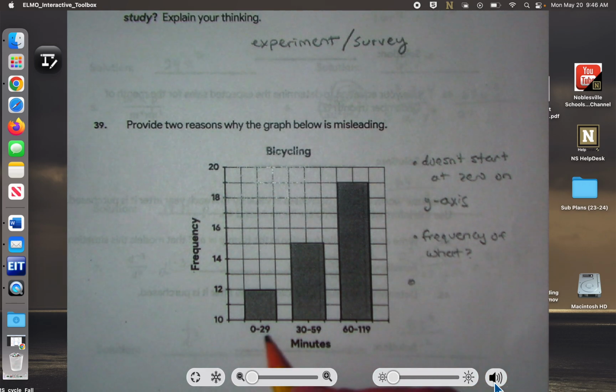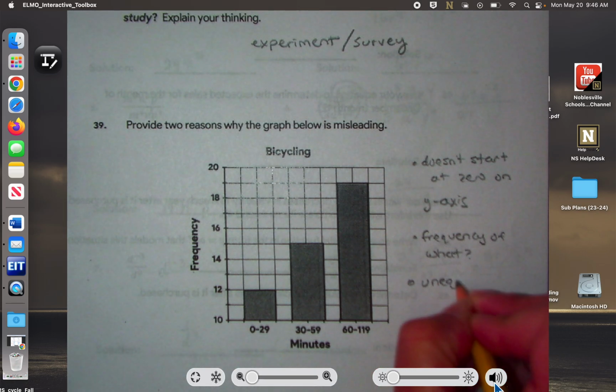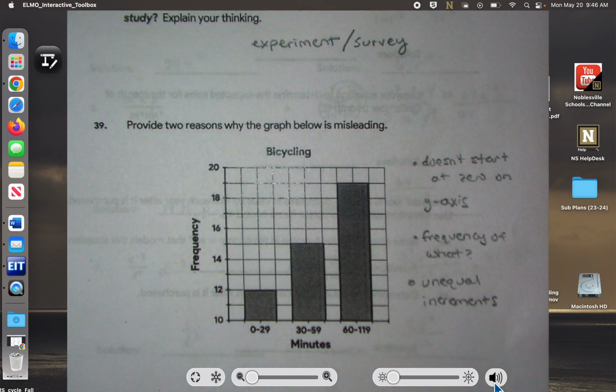And then also if you look down here, the increments, we have 0 to 29, 30 to 59, and then 60 all the way up to 119. So unequal increments. There's a whole lot wrong with this. We have no idea what's happening here. Frequency of what? This could be anything.